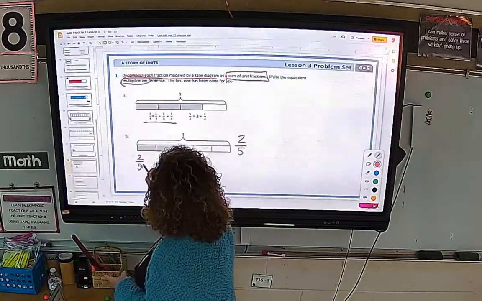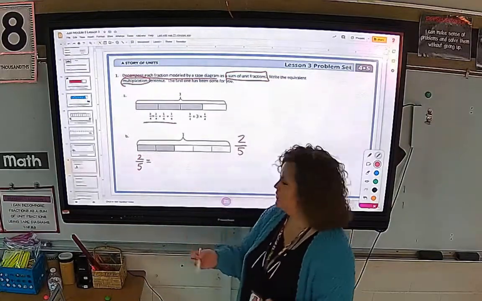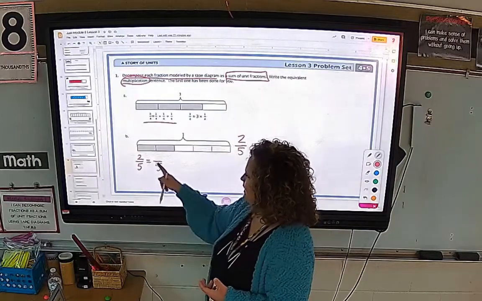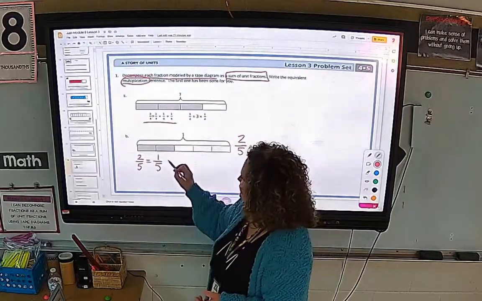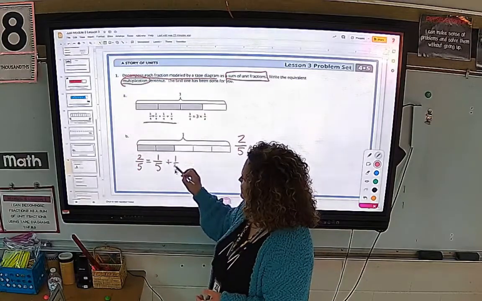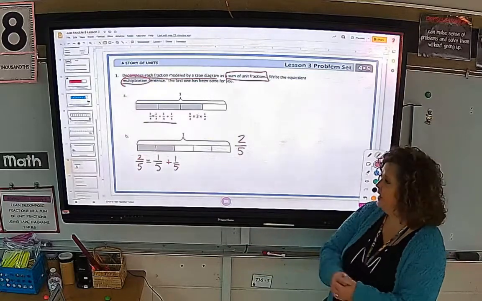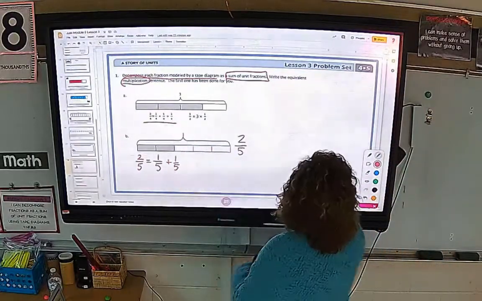2/5 is equal to. All right, we're going to be adding unit fractions. Unit fraction, it has to have a 5 on the bottom to go with this, and it has to have a 1 on top to be a unit fraction. Okay, 1/5 plus 1/5. All right, pretty simple there. That's it for the addition sentence. But now we want to create the equivalent multiplication sentence.